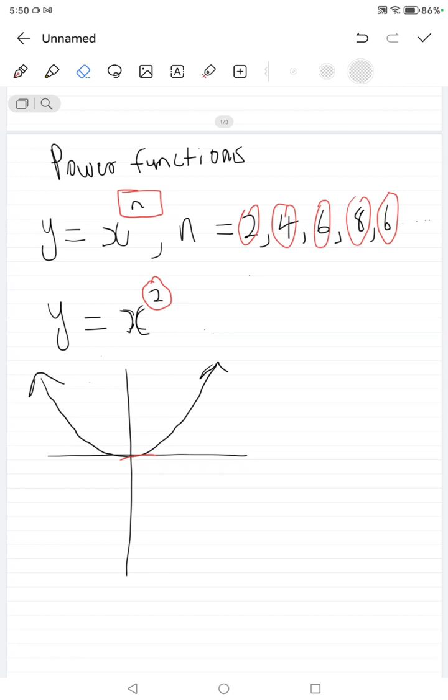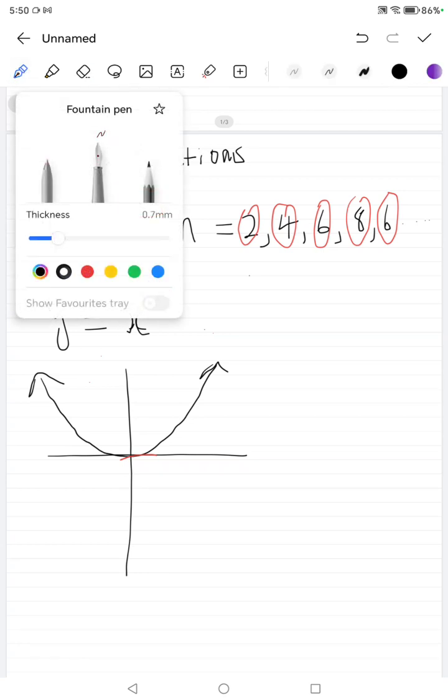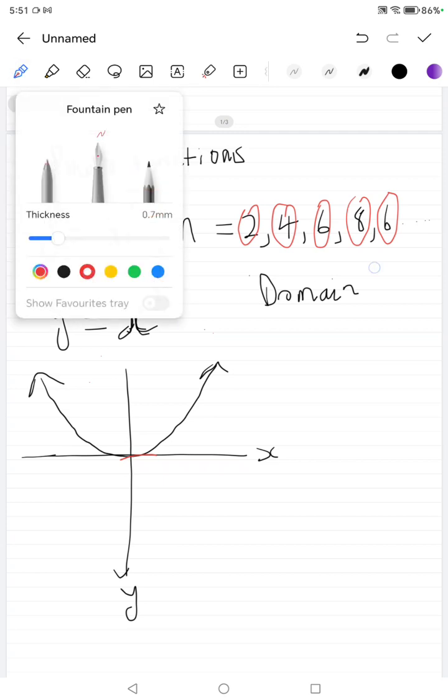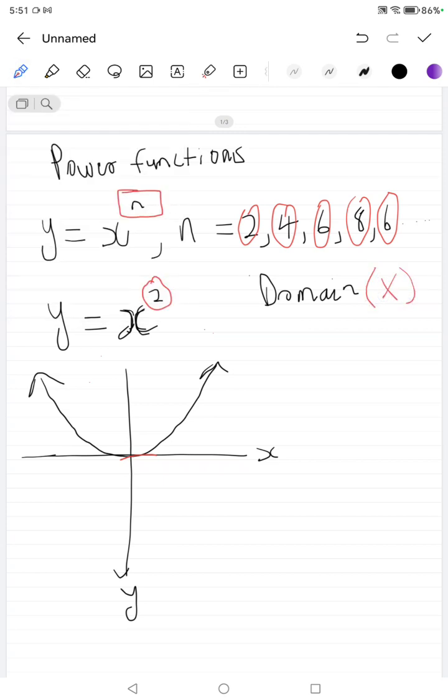With this one, the only questions that you're going to be getting are, first, to draw y equals x squared, as I've indicated. The second one is for you to determine your domain. Remember, here we have our x values and here we have our y values. With our domain, we're only looking at our x values.